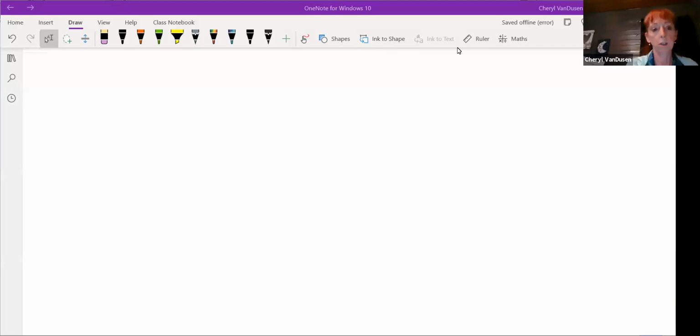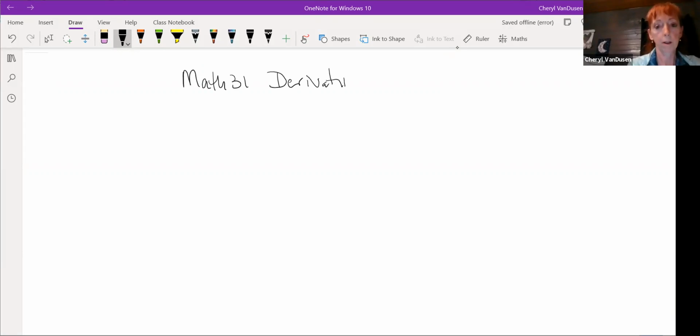This session is for Math 31. We're doing a few other derivative type questions that have come up. The first one being first principles.